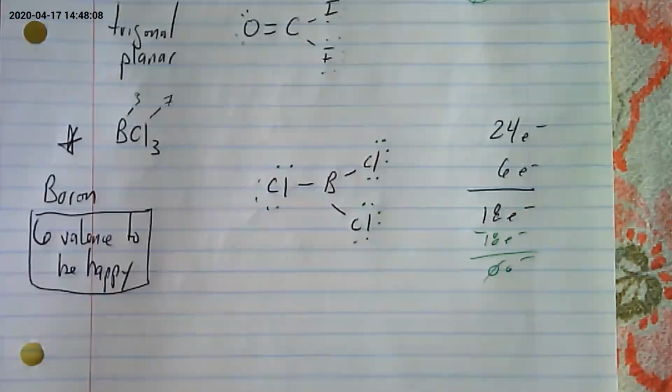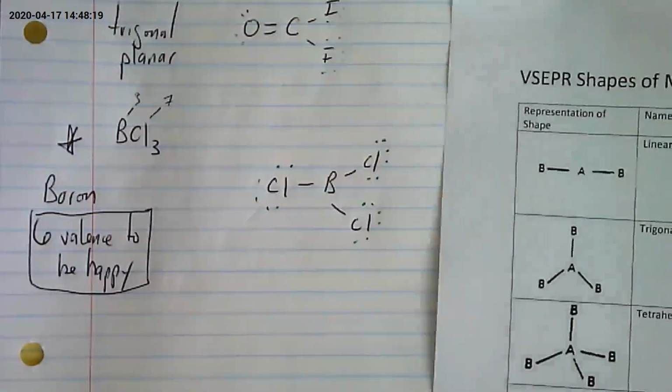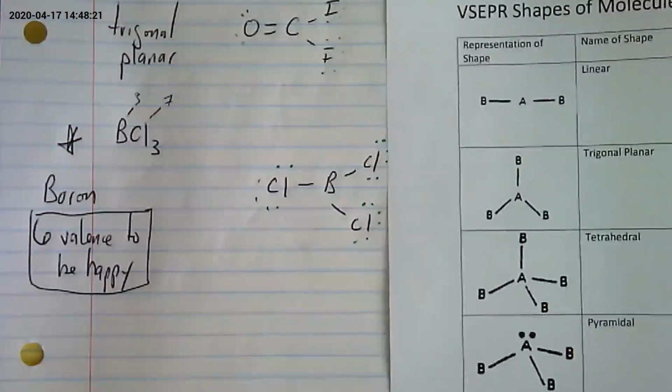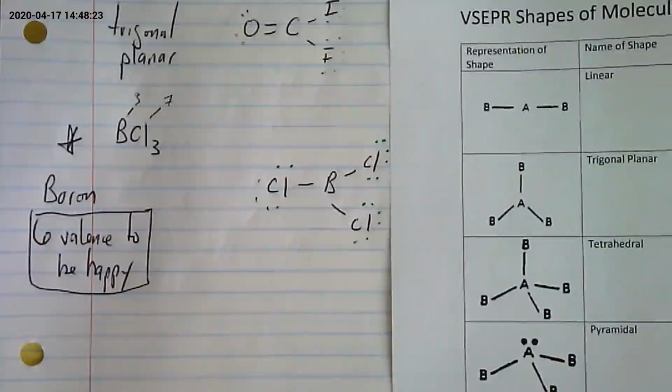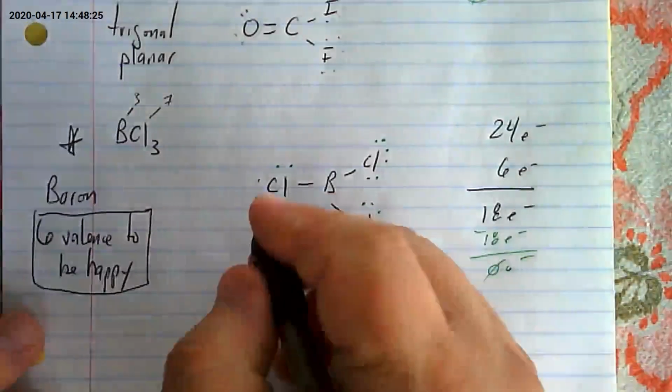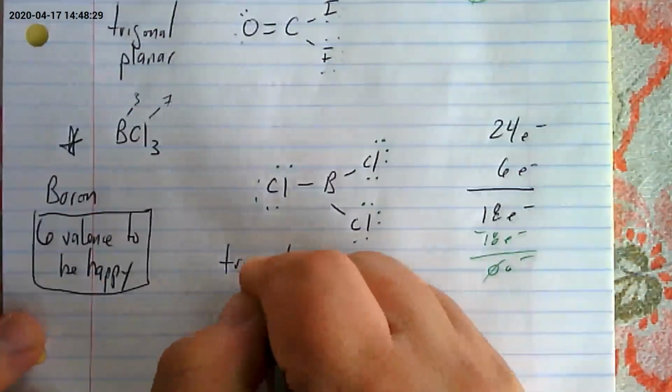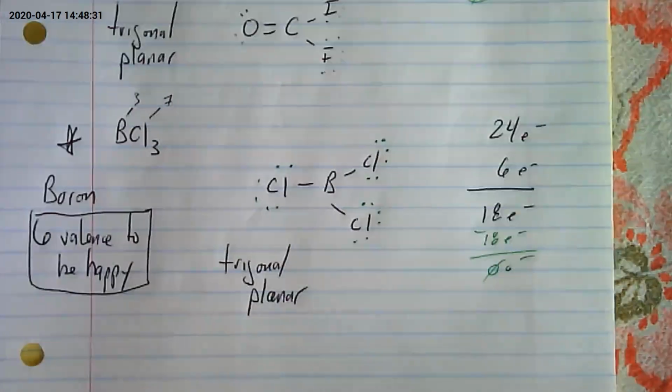Now, boron trichloride, you do the exact same thing. Boron, if you look on your periodic table, has 3 valence electrons. Chlorine has 7. 7 times 3 is 21, plus 3 is 24. Boron is our central atom. We draw the chlorines around it. We just used 6, so we're left with 18. We satisfy the octet of everything around it, and that uses everything.